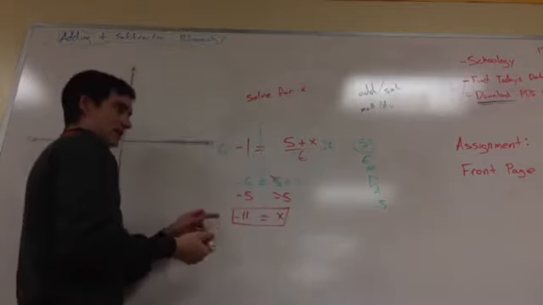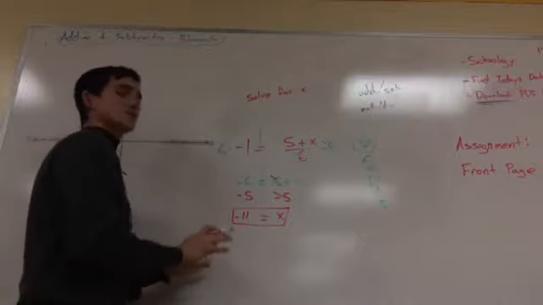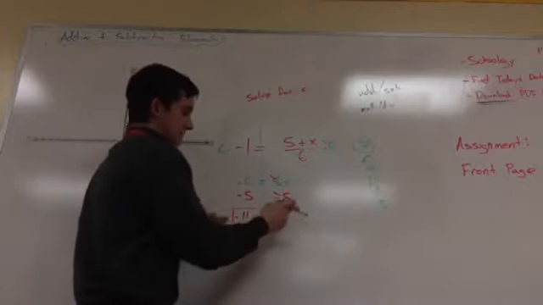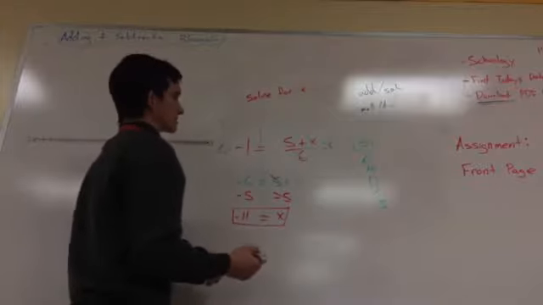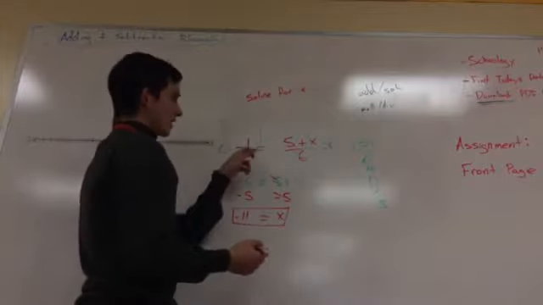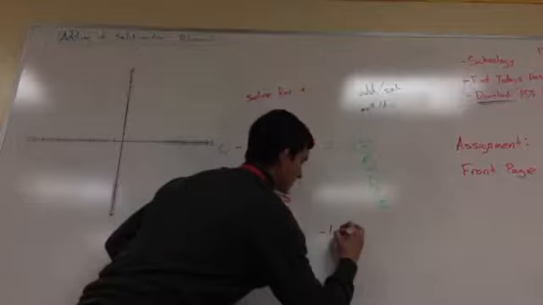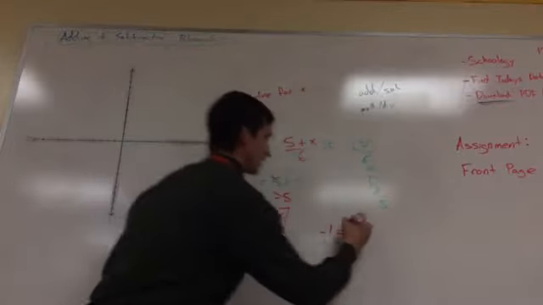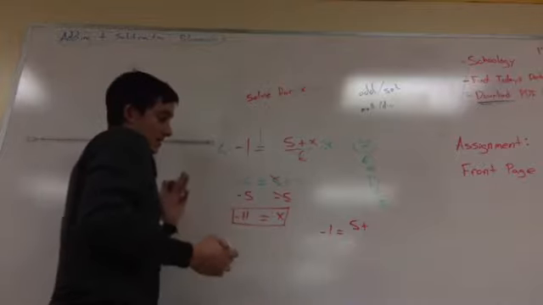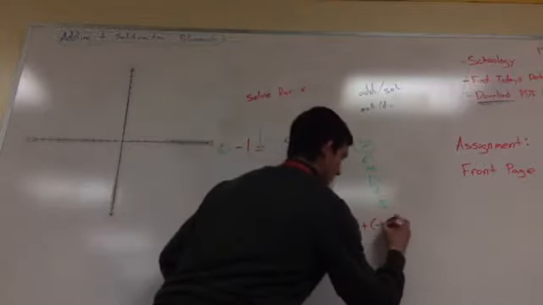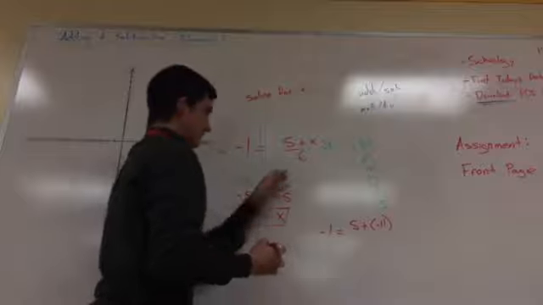I would check that answer. If I'm ever uncertain about anything, I would check these answers by taking that, putting it back into the original equation. So the original equation says negative 1 equals 5 plus whatever my x was, and it should be negative 11, hopefully, divided by 6.